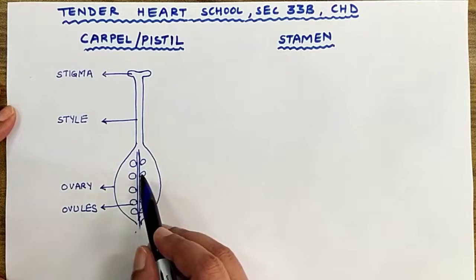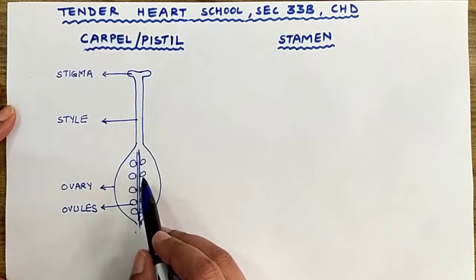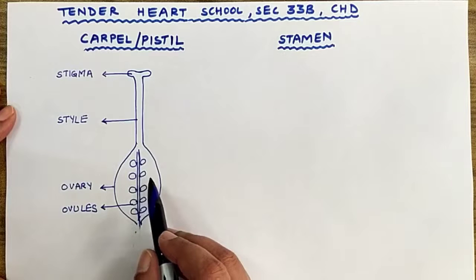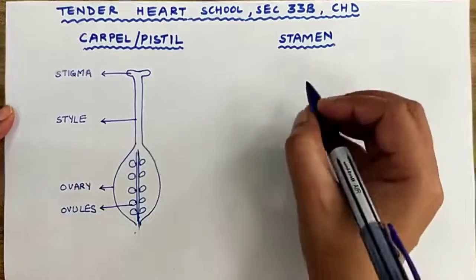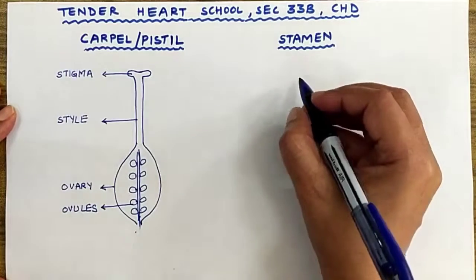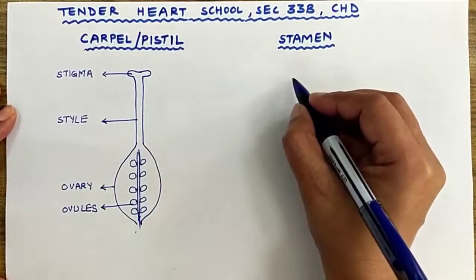Male and female gametes cause fertilization, and as a result seed is formed. All this we will be learning in the next chapter, fertilization. Now let us draw the male part of the flower, that is the stamen.